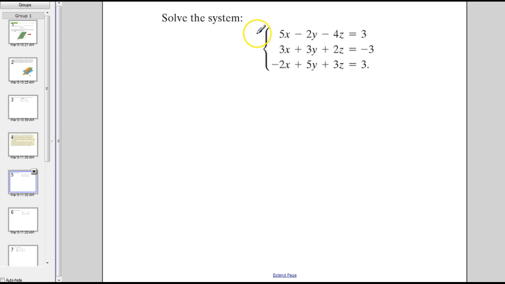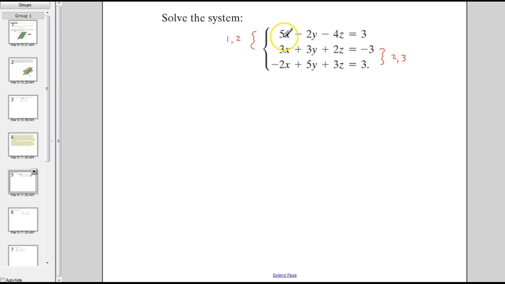So I'm just going to choose these two, equations 1 and 2, and then I'm going to do these two, 2 and 3, and I'm going to choose to eliminate x. Okay.